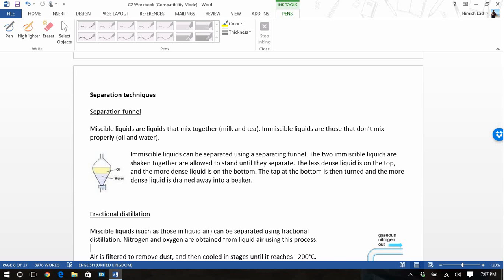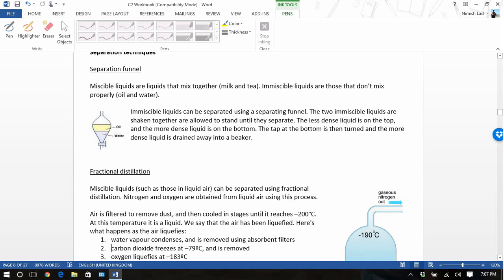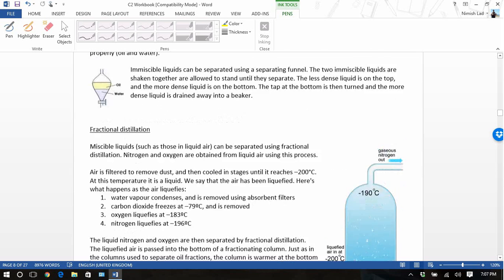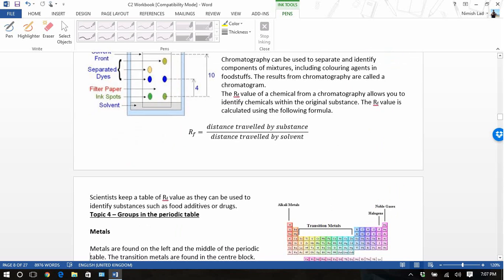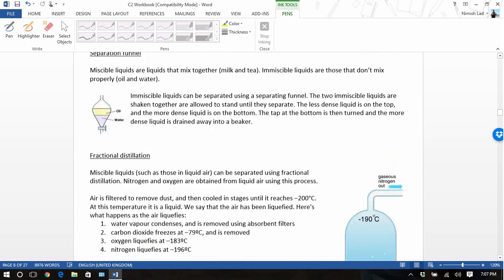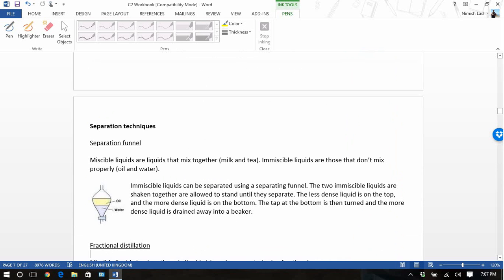So we've got a few separation techniques. There's a separating funnel, which is very, very straightforward. There's fractional distillation, which we know a bit about from crude oil. And then after that, there's chromatography. So let's go through the separating funnel first.